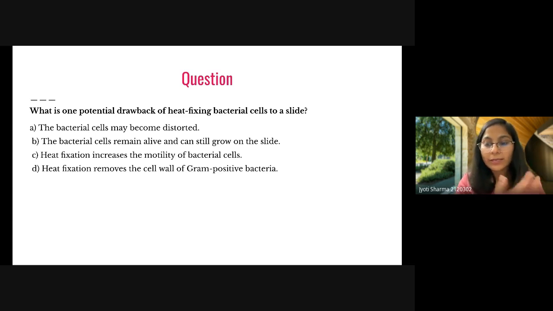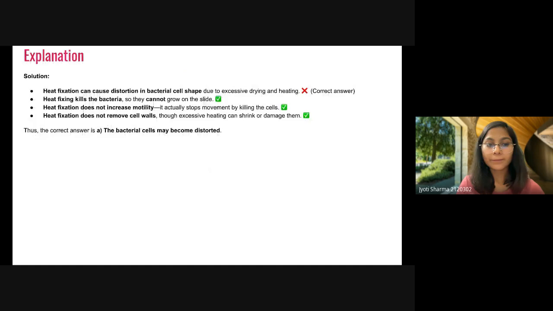So what is the disadvantage of heat fixing? We are giving heat so that the bacterial cell can be fixed on the slide. What is the disadvantage of this technique? The disadvantage is that the bacterial cell may become distorted due to heat fixation, right? Heat fixation can cause distortion in the bacterial cell shape due to excessive dryness and heating. So this is the disadvantage of heat fixing the bacterial cell on the slide.